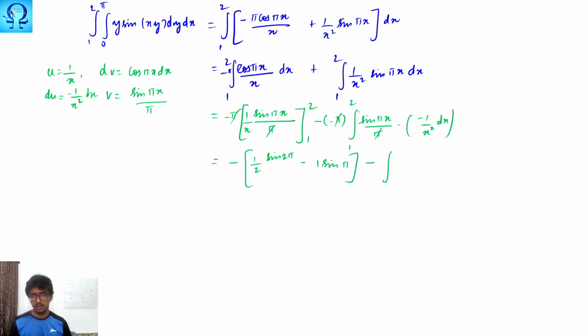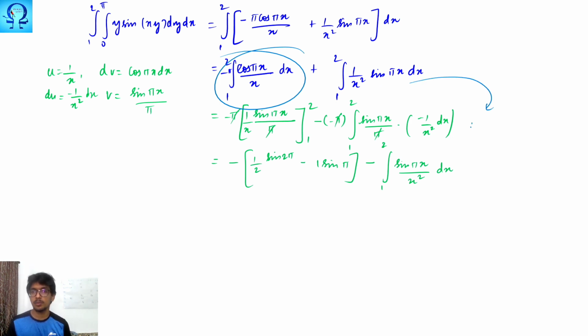Here minus integral 1 to 2 sine pi x upon x squared dx, and this is only for this term, not for this one. This is there as it is. So plus integral 1 to 2, 1 upon x squared sine pi x dx. The same thing we have here too.